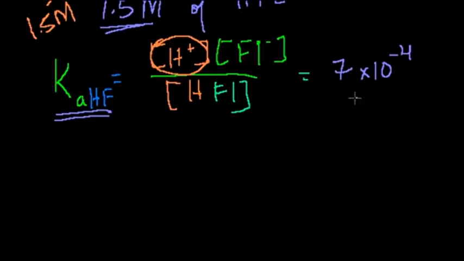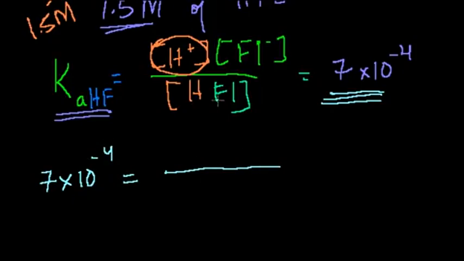So we know what the equilibrium constant is. It's 7 times 10 to the minus fourth. We know that the final equilibrium concentration of our hydrofluoric acid is the original 1.5 molar we put in, minus whatever dissociates into this stuff up here. And since X dissociated, I have X molar of hydrogen and X molar of fluoride. And this is just pure algebra now. Let's see if we can solve this.